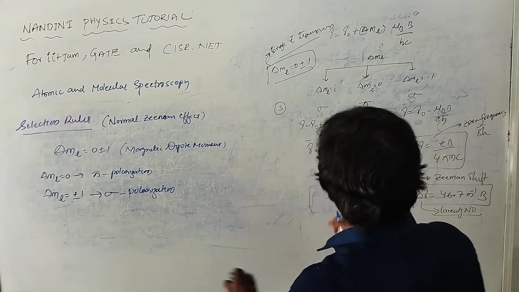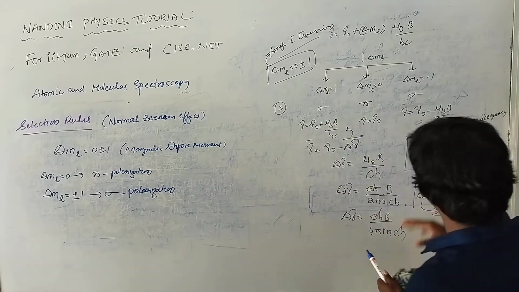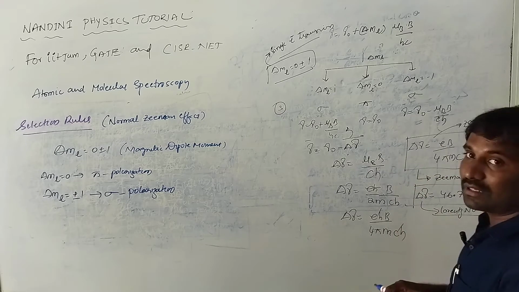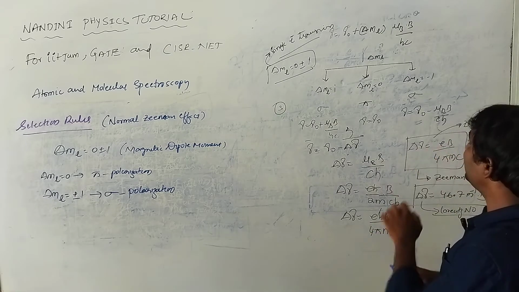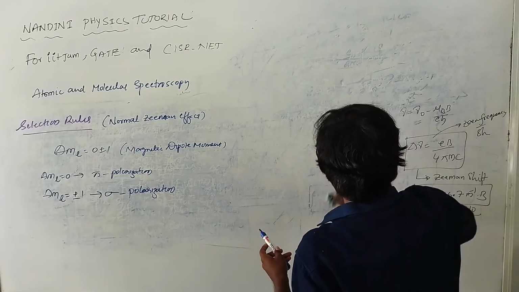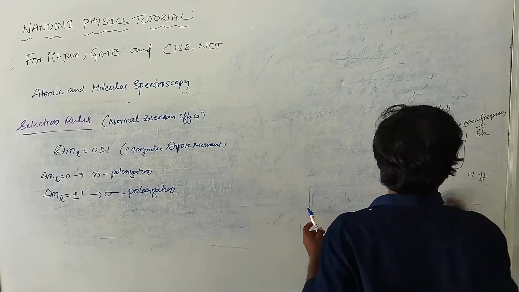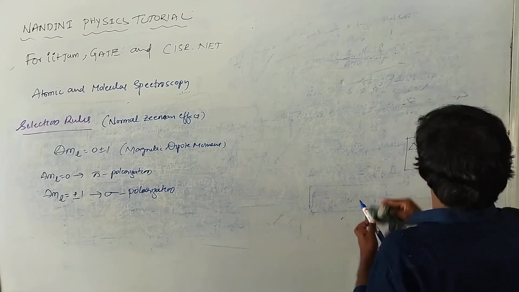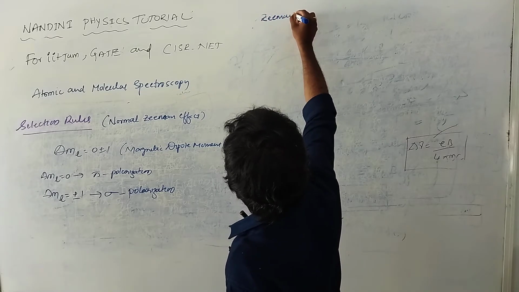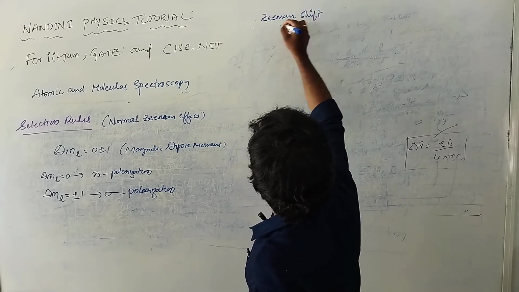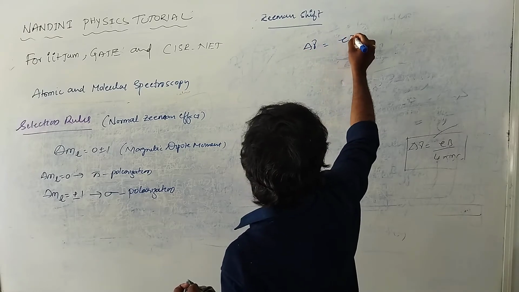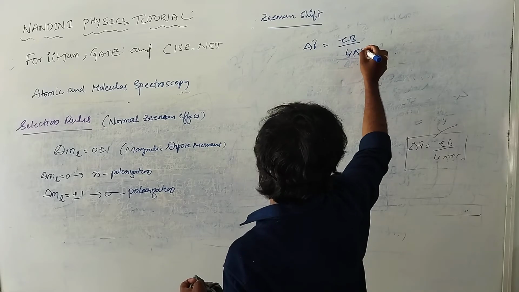Once again I write the shift that I explained in the last class. What is the Zeeman shift? The Zeeman shift is delta nu equal to eB by 4 pi mc.